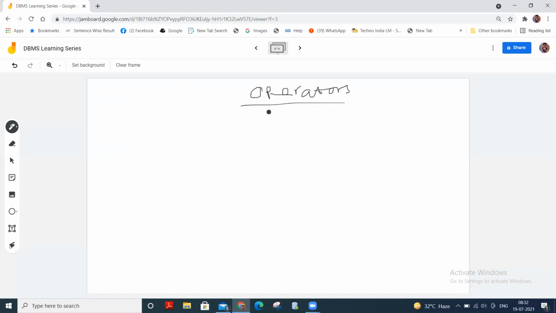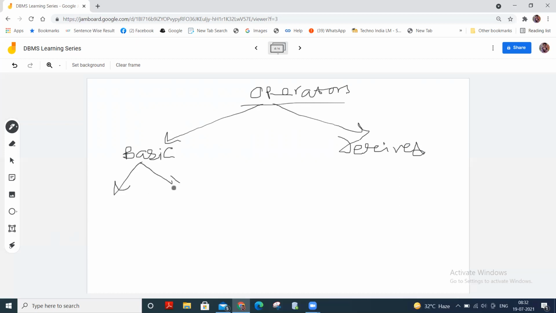Operators: the first one is basic operators, and the second one is derived operators. For the basic ones, one is unary operation, as they operate on a single relation, and another one is binary operation, as they operate on pairs of relations.